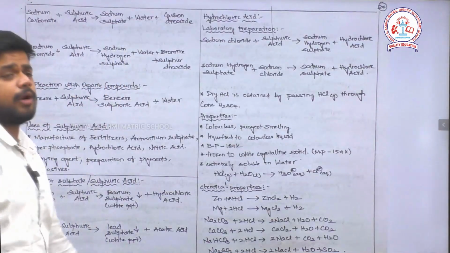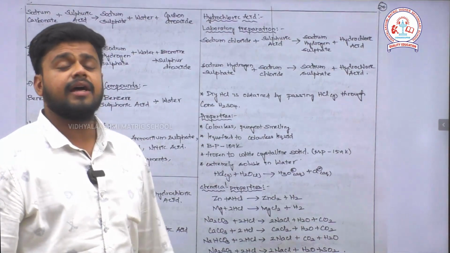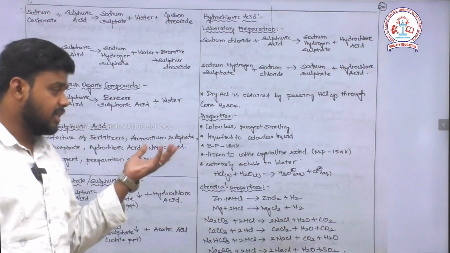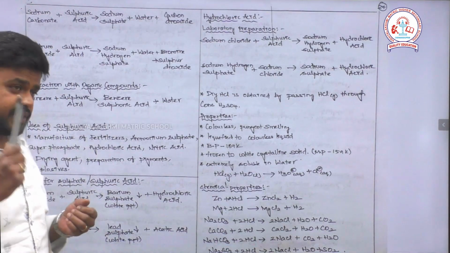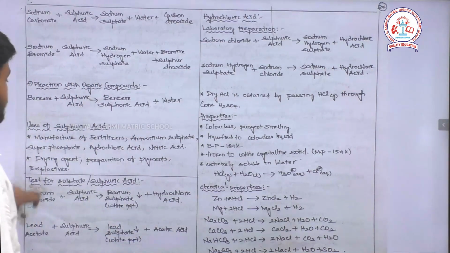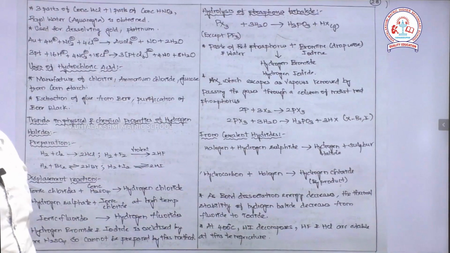So its properties include a colorless pungent smelling gas, and it can be liquefied to a colorless liquid. The boiling point is 189 Kelvin, the melting point is 159 Kelvin. It has a great affinity to water, which means it dissolves in water to form H3O plus and Cl minus. The next one is chemical properties. After which, the very important chemical property is this one.